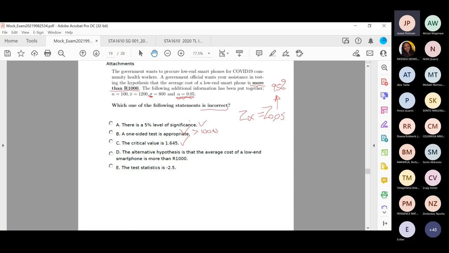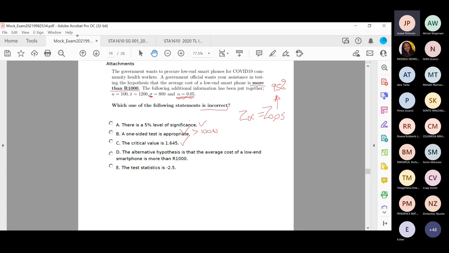Correct. Incorrect. Correct. It can be correct because the null hypothesis states that. So the null hypothesis can be the same as the alternative? No, but remember, in the null hypothesis you always have an equal sign.